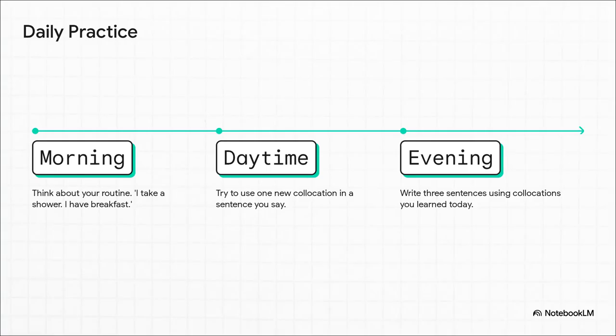In the morning, just think about your routine. For example, I take a shower, then I have breakfast. During the day, just try to use 1 new phrase in a real conversation. And in the evening, just write 3 simple sentences with the words you learned. That's it. It's that easy.